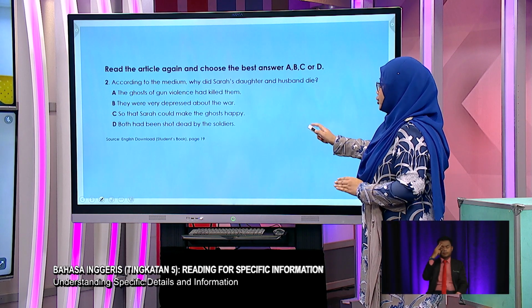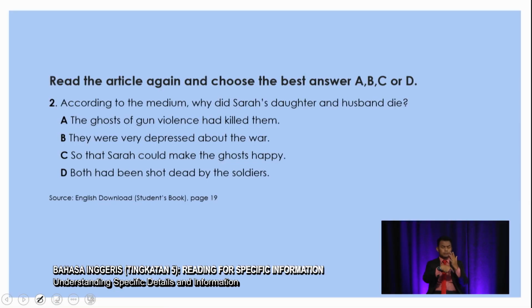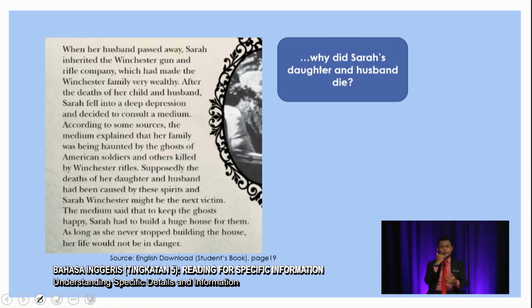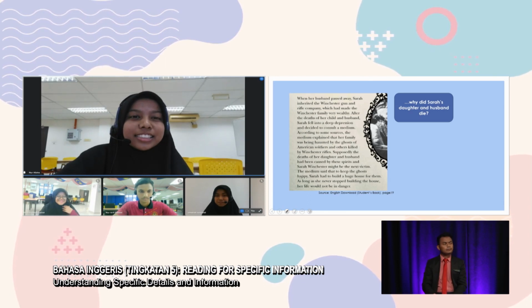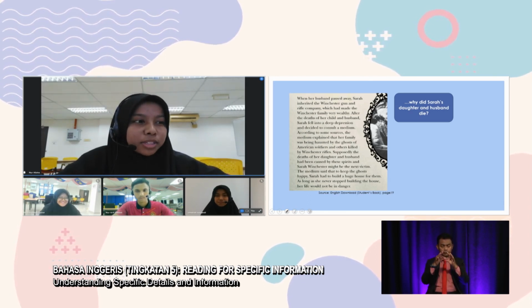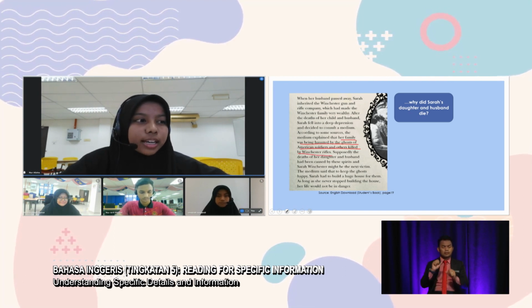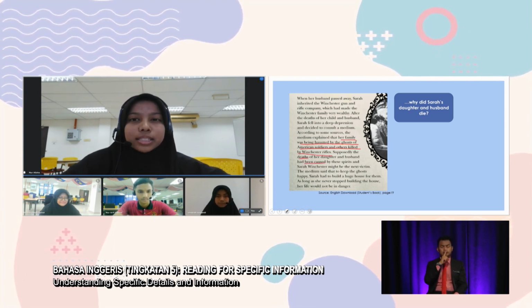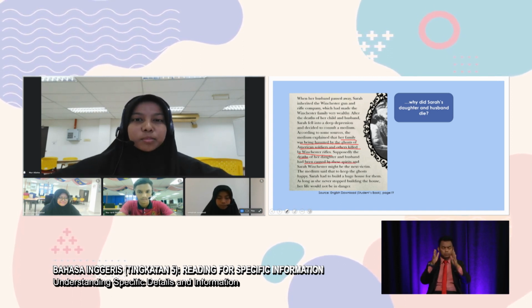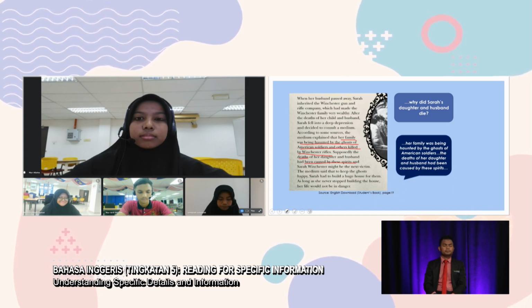Okay, so question 2. According to the medium, why did Sarah's daughter and husband die? So that's the question. Could someone help me and find the answer in the text? Yes, teacher. Okay, Alisha, where is the answer? The answer is in the line: her family was being haunted by the ghosts of American soldiers and others killed by Winchester rifles. Supposedly, the death of her daughter and husband had been caused by these spirits. That's where the answer is. Okay, so that's the answer that we get from the text.